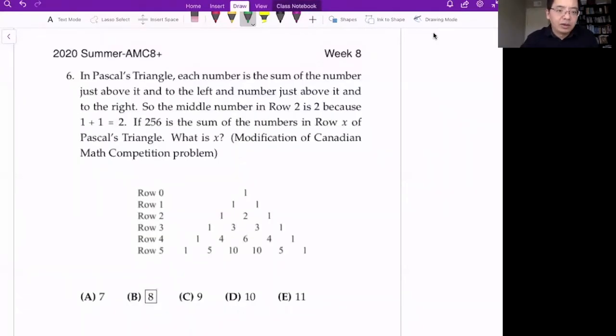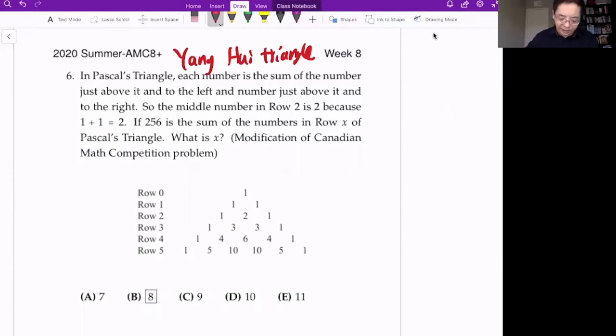Now let's look at number 6. Here we have a very special arrangement of numbers, the so-called Pascal Triangle in math literature. In Chinese literature, it's sometimes also called the Yang Hui Triangle. It is named after the Chinese mathematician Yang Hui, who lived in the Song Dynasty, around 1280.